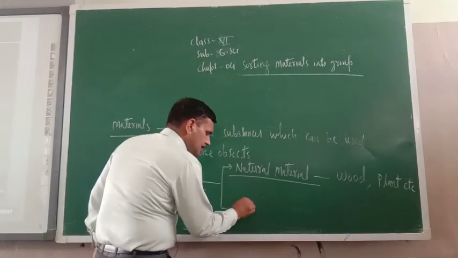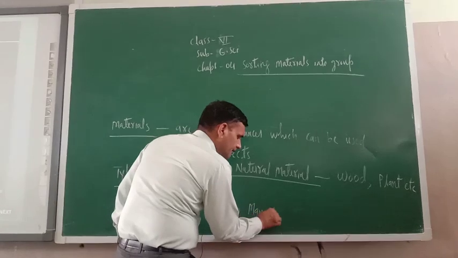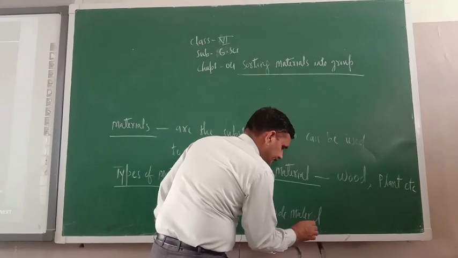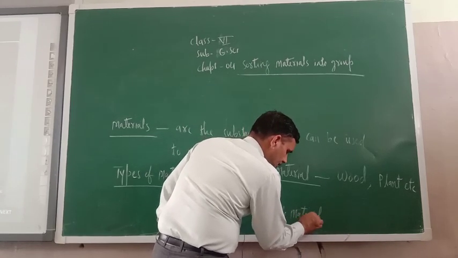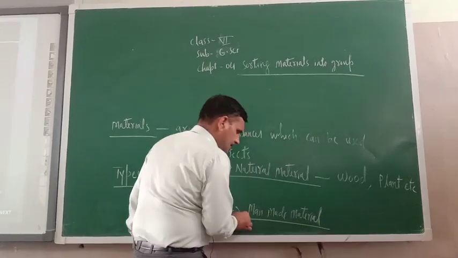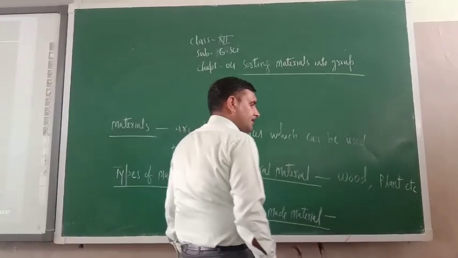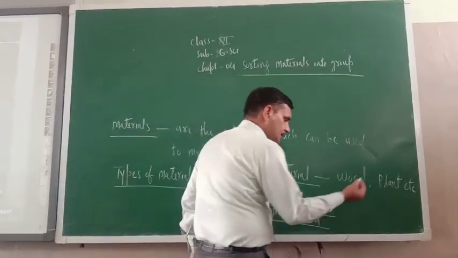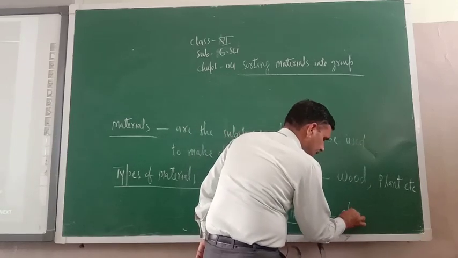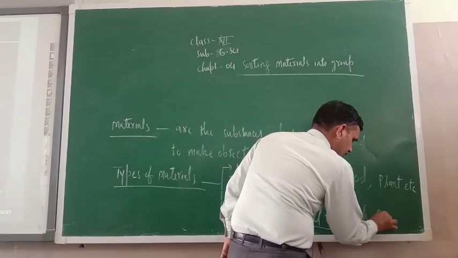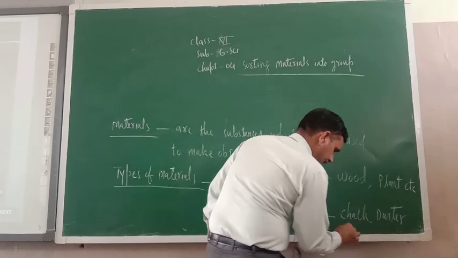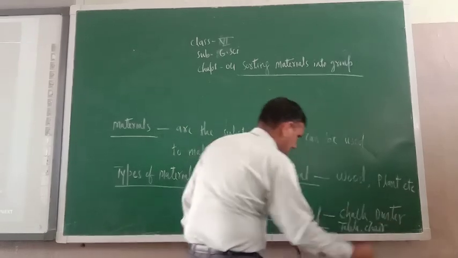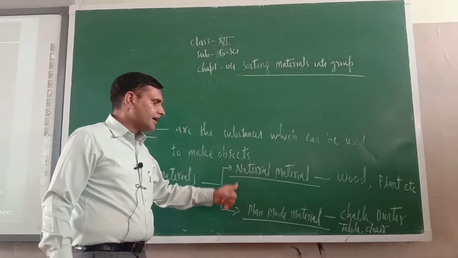The second type is man-made material. What is the meaning of man-made material? Those which are made by human beings. Just see, this chalk, who has made this one? Chalk, duster, table, chair. These are made by man. That is why they are known as man-made material.